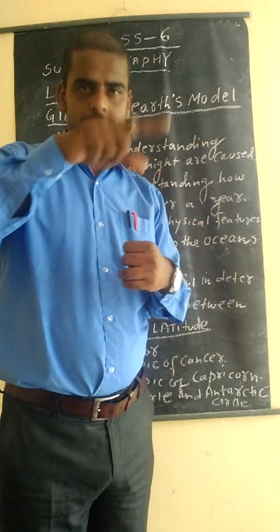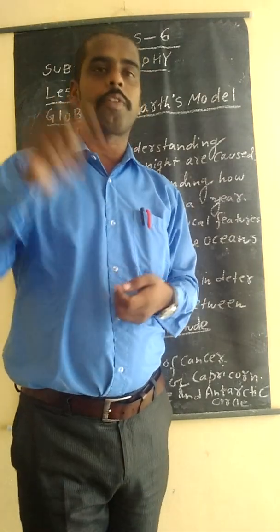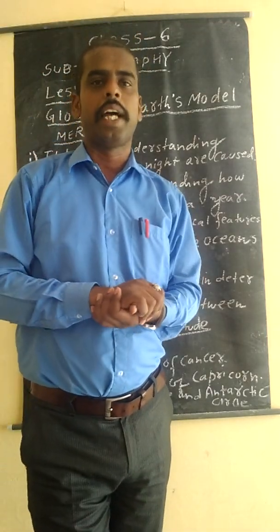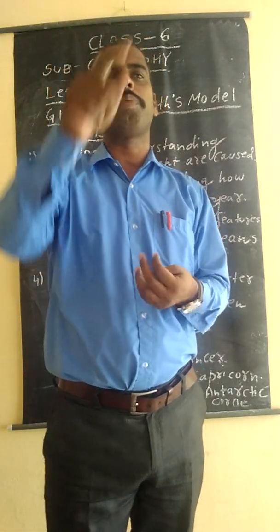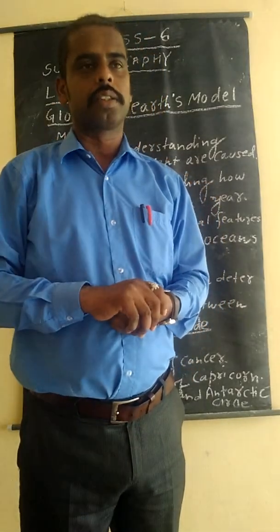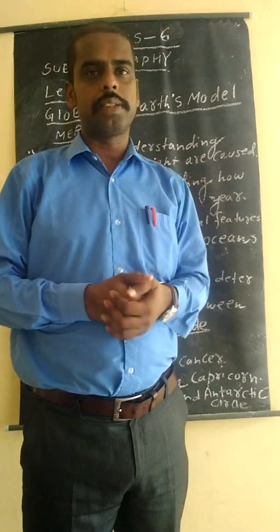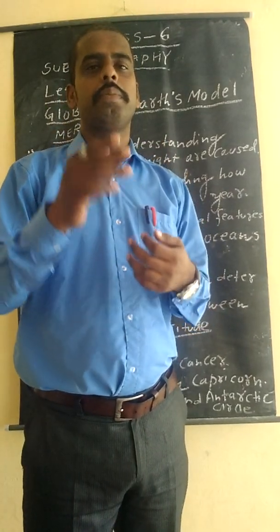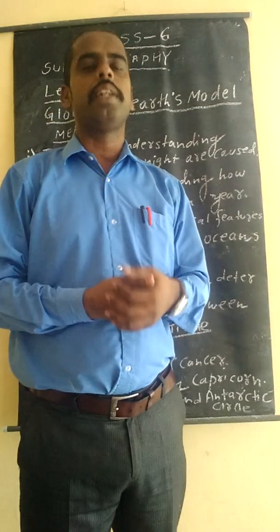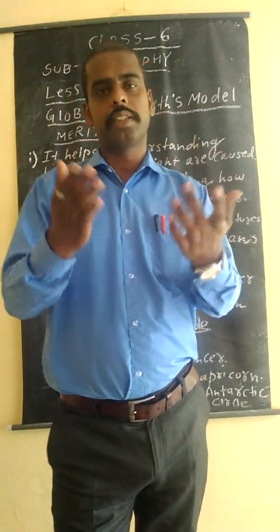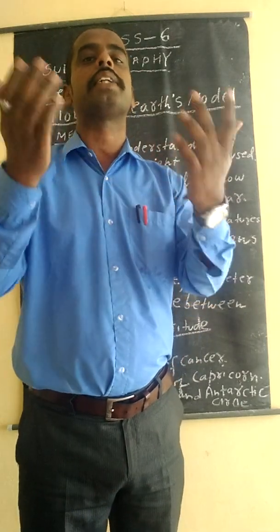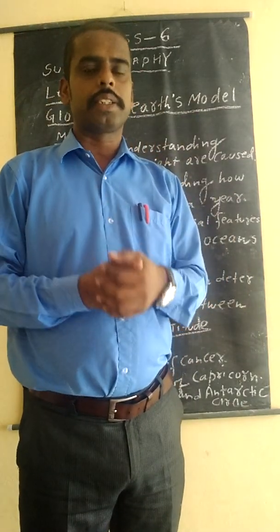So day and night are caused due to the rotation of the Earth, and the Earth rotates from west to east. It takes 365 days and 6 hours to complete one revolution around the sun. So this 365 days and 6 hours means an extra 6 hours. You know a leap year has 366 days. How is 1 day added? Let me discuss it.